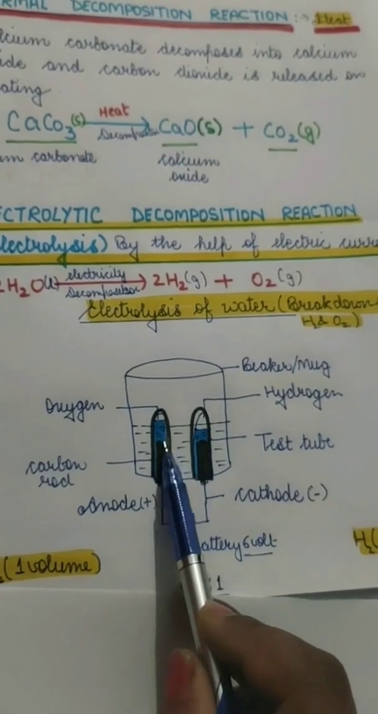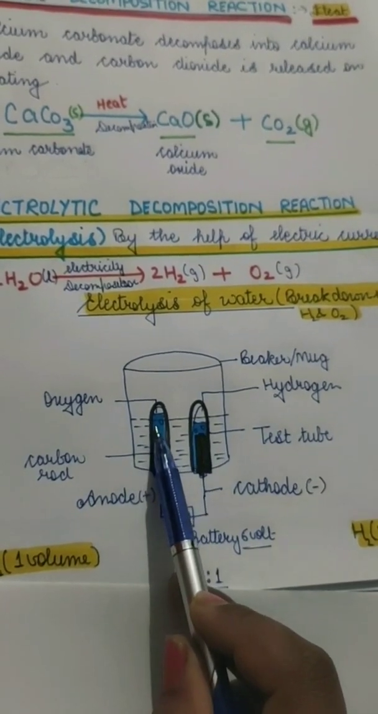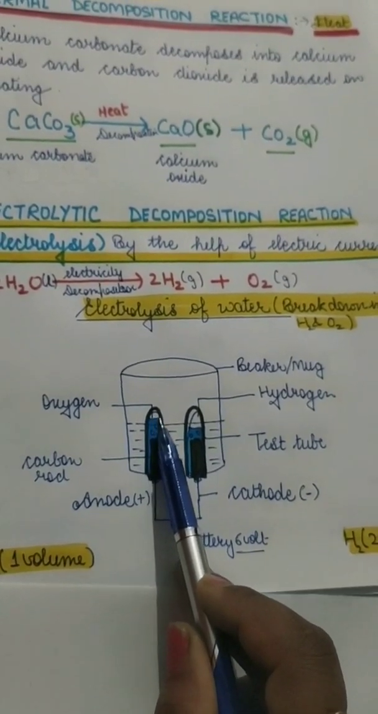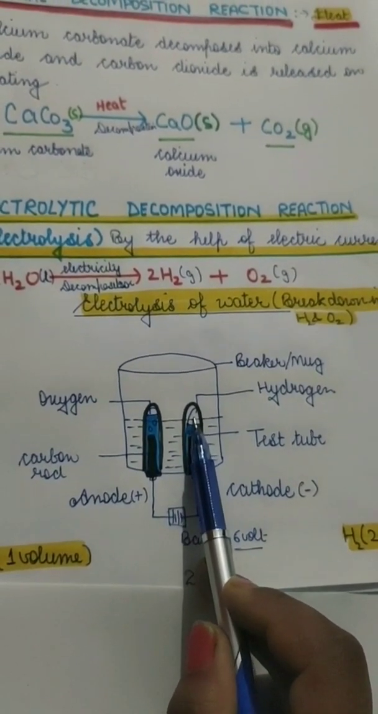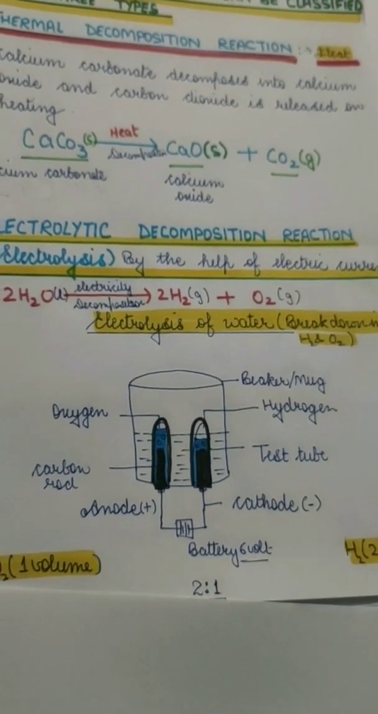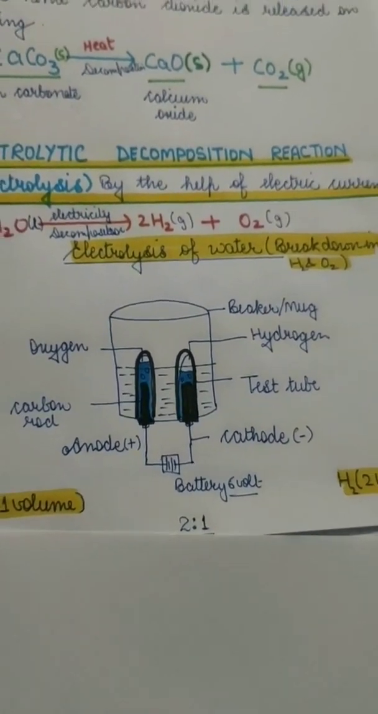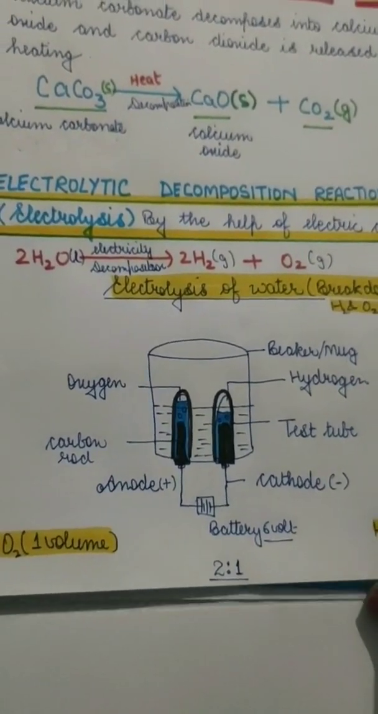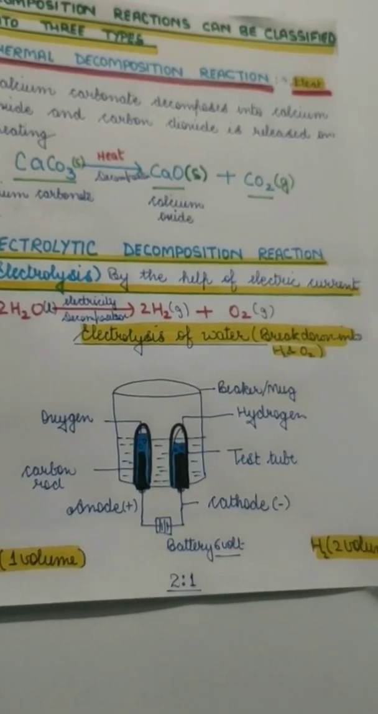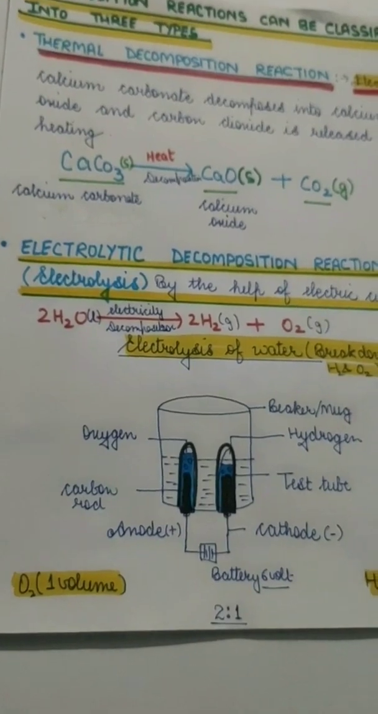But there is a difference in the two test tubes: the volume of water is less in the cathode, but the volume of water is higher in the anode. That means the amount of gas is more in the cathode as compared to the anode. Why is that so? Because in the formula of water, hydrogen and oxygen are in a 2:1 ratio. It's H2O, that is 2 parts hydrogen and 1 part oxygen. So oxygen is 1 volume and hydrogen is 2 volumes. So this is an example of electrolytic decomposition reaction.